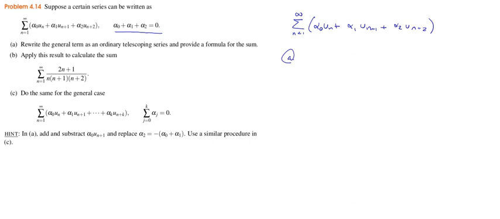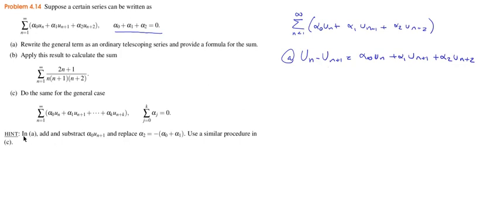Now the first question is to rewrite this general term as an ordinary telescopic series and provide a formula for the sum. Okay, so we need to write this in terms of two other sequences. Let's call them capital U sub n minus capital U sub n plus 1. This has to be equal to this, right? This is the idea, and now this would be a telescopic series.